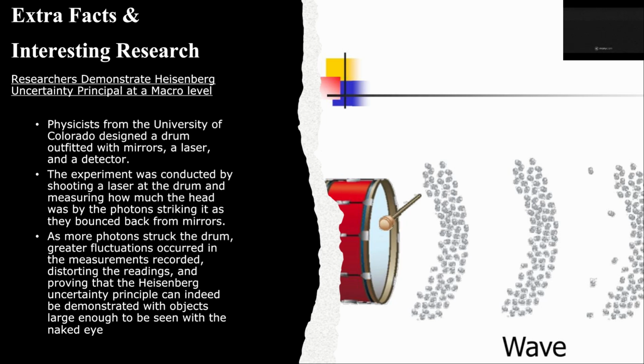The drum was placed in a vacuum between two very tiny mirrors and was chilled to just around 4 degrees above absolute zero, to eliminate any type of noise. The experiment was conducted by shooting a laser at the drum head and measuring just how much the head was distorted by the photons striking it as they were bounced back and forth between the mirrors. As more photons struck the drum, greater fluctuations occurred in the measurements recorded, distorting the readings and proving that the Heisenberg uncertainty principle can be demonstrated with objects large enough to be seen with the naked eye.